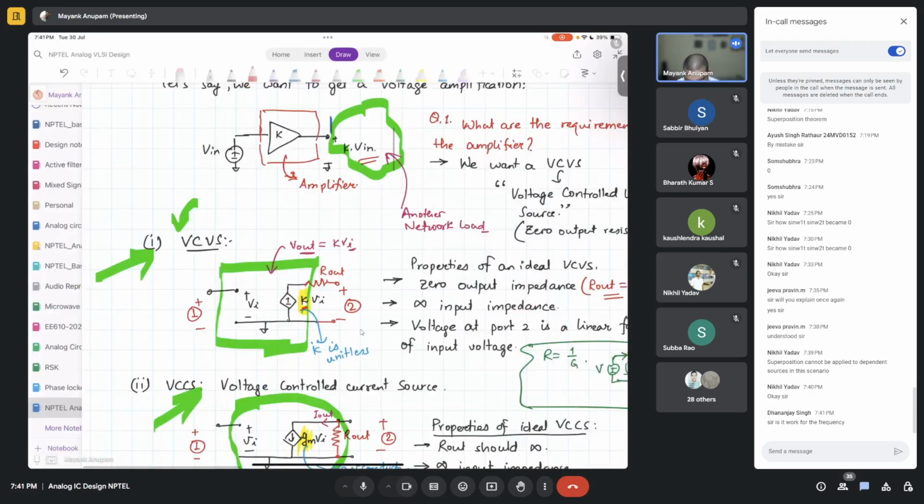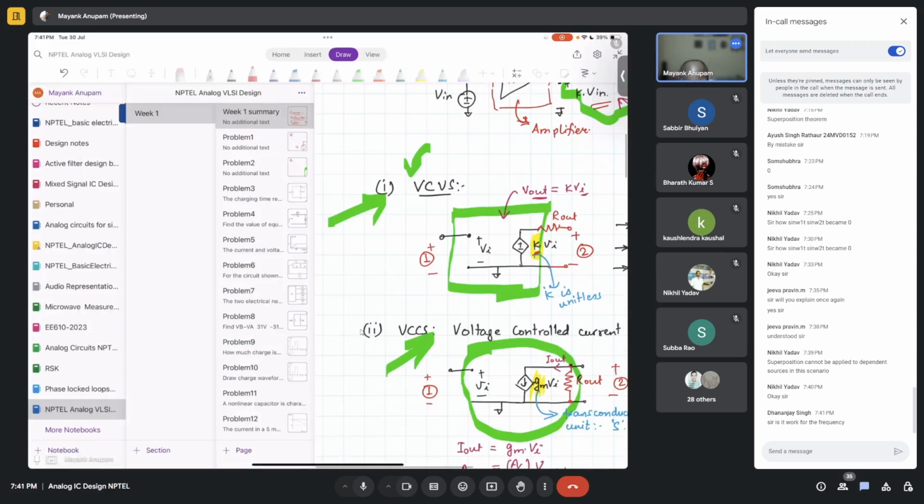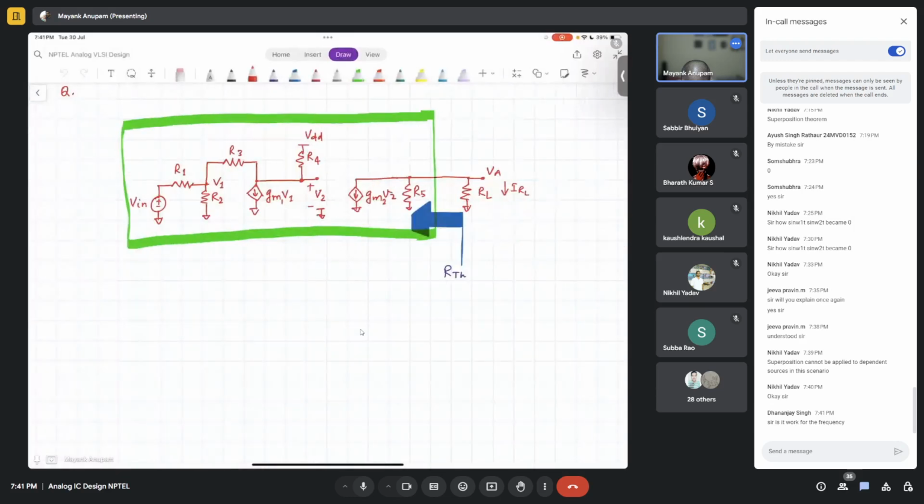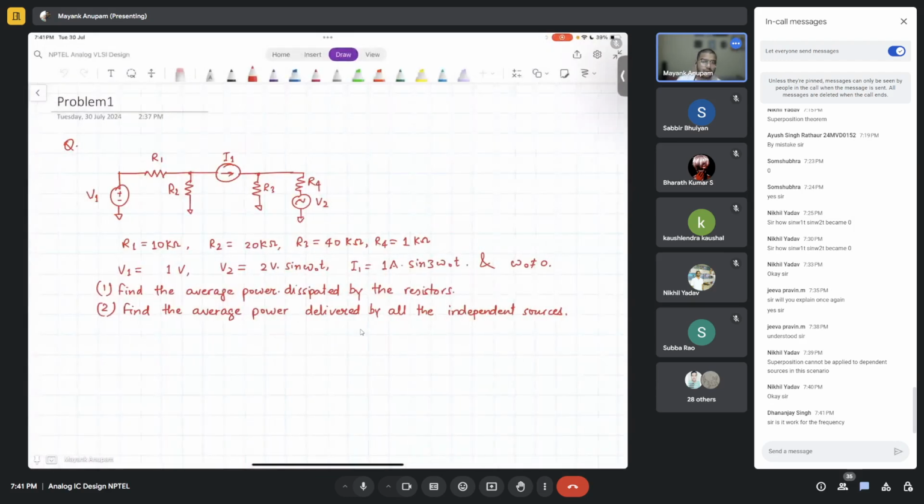Let's quickly go on to the questions that I wanted to discuss because I do not have much time. This is one question, this is another question. I don't think I'll have much time to discuss them. The person who had a doubt, Kaushalendra, can you quickly tell me what doubt you had? I'll just address that question only.